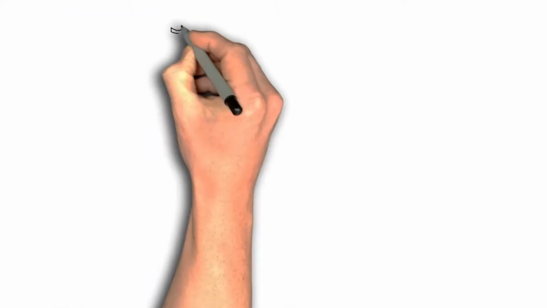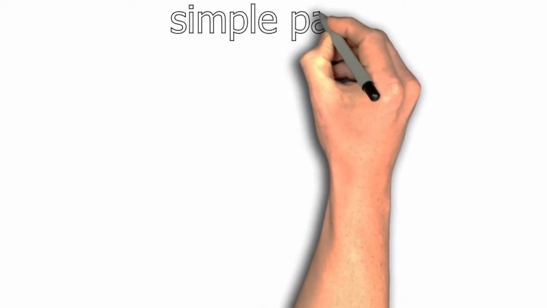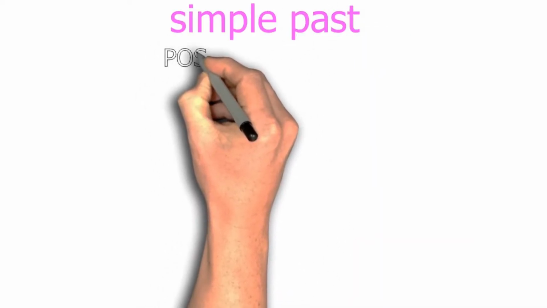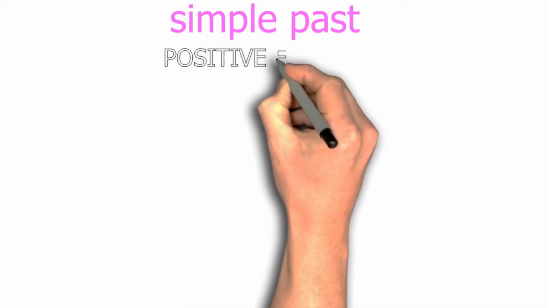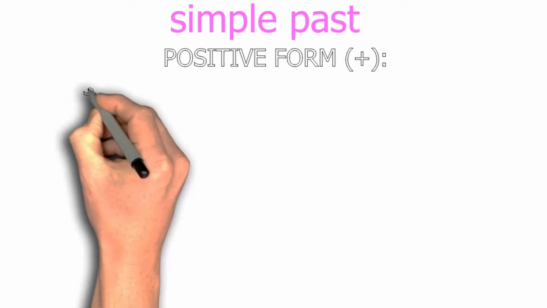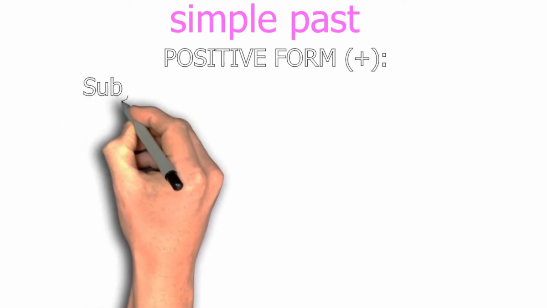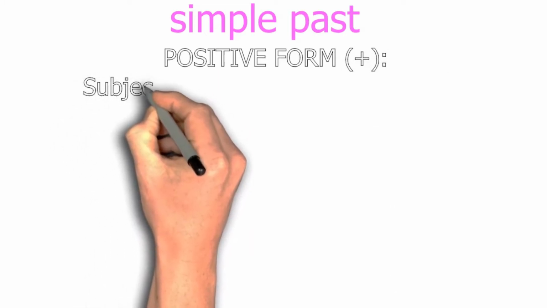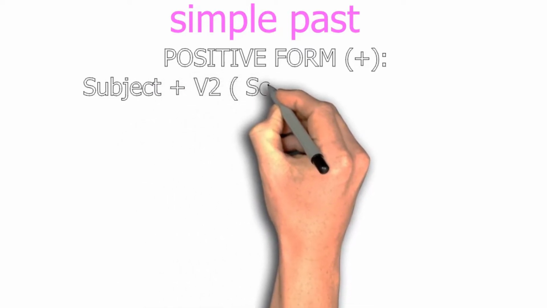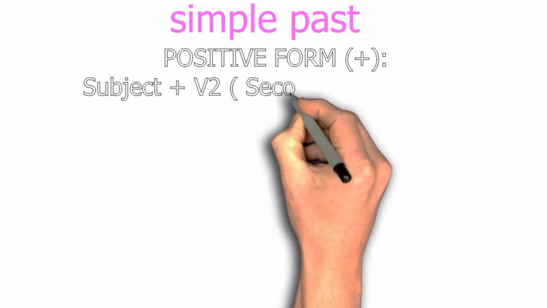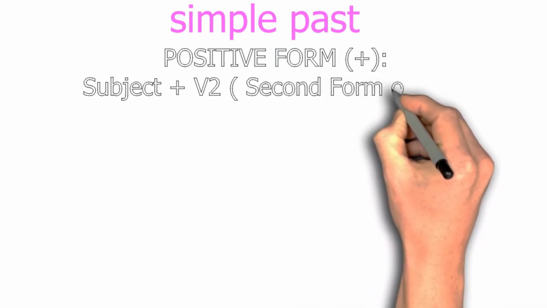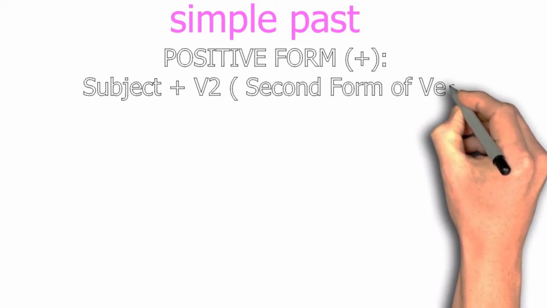Okay, students, today we are going to learn about simple past tense. At first, we are going to learn the structure. First structure is for the positive sentence: subject plus verb 2. Verb 2 means second form of verb.